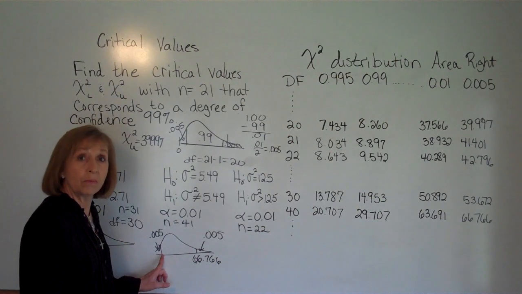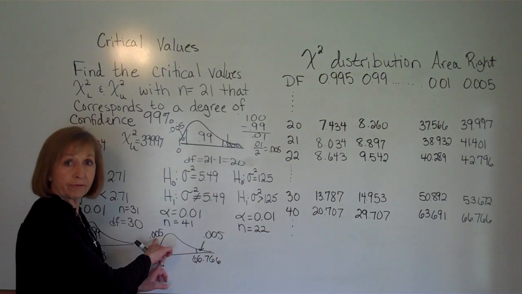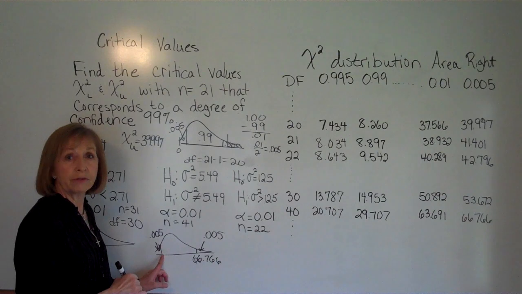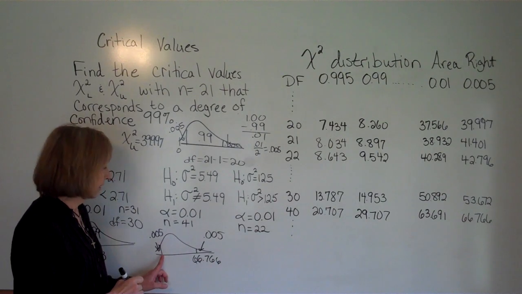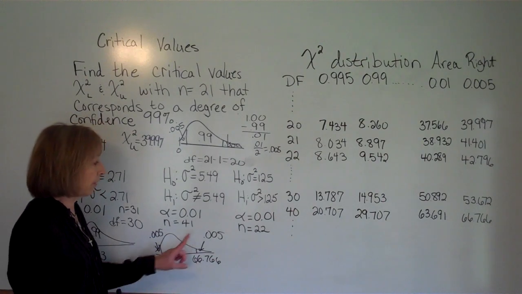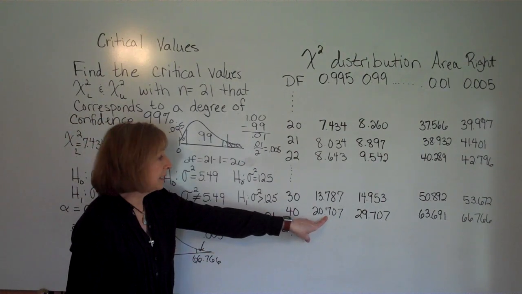And now for the one on the left, remember 0.005 is left of the critical value, but the table is area right. 1 minus 0.005 is 0.995. So I'm going to look underneath the 0.995 and I'm going to look across from 40 for my degrees of freedom. So that's 20.707.